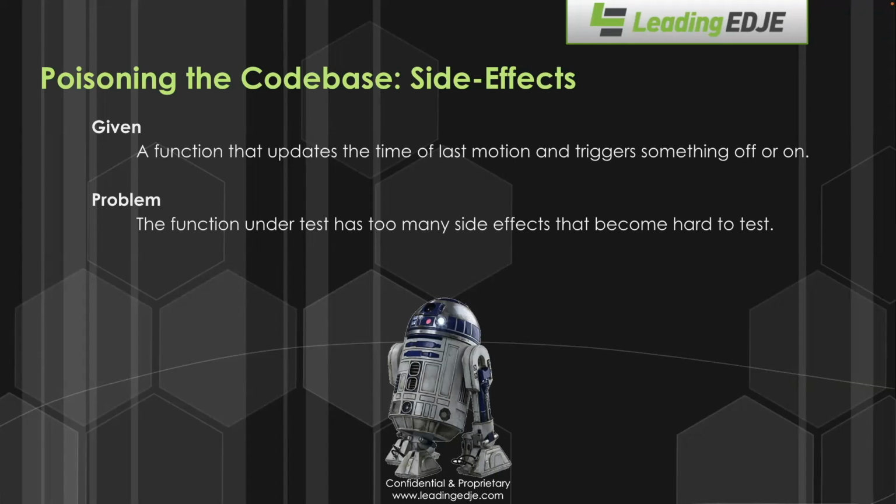The next type of poisoning we want to talk about is poisoning the code base with side effects. So if we're given a function that updates the time of the last motion, triggers something off or on, a light bulb, let's say. The problem here is there are a lot of side effects that are kind of built into that process, and those side effects cause all kinds of problems. And this is going to be easier to see in code, but those side effects make it very difficult to wrap tests cleanly around that code under test.